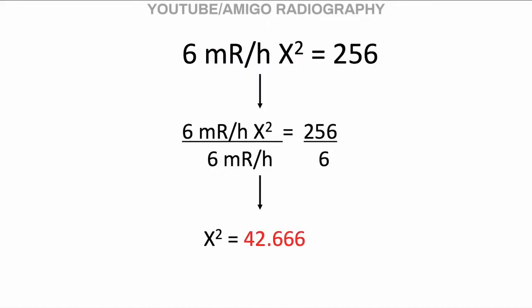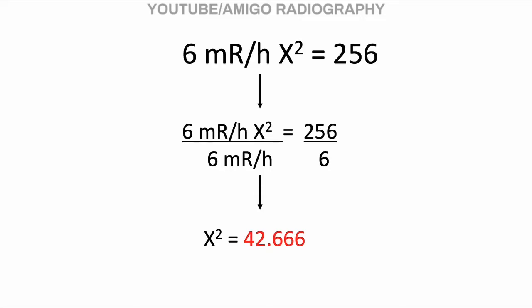Step 3 in this process is to write out an equation that will allow us to get x squared alone. This is done by dividing both sides by 6 milliroentgens an hour. 6 milliroentgens an hour divided by 6 milliroentgens an hour equals x squared. Since we divided the numerator by the denominator on both sides, we have to do the same on the other side. 256 divided by 6 equals 42.666.